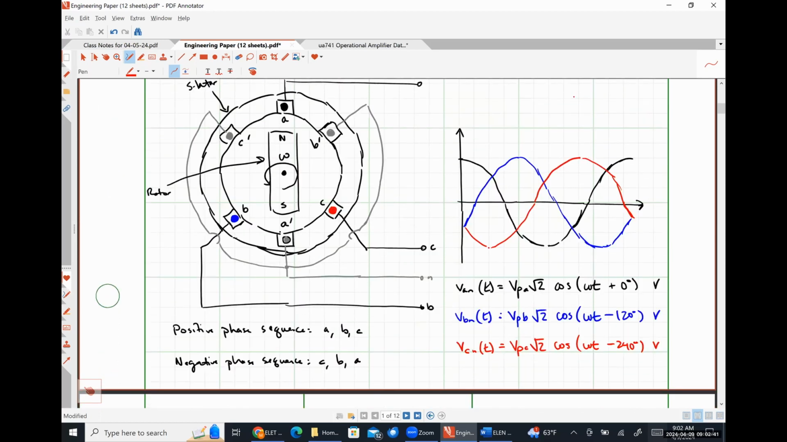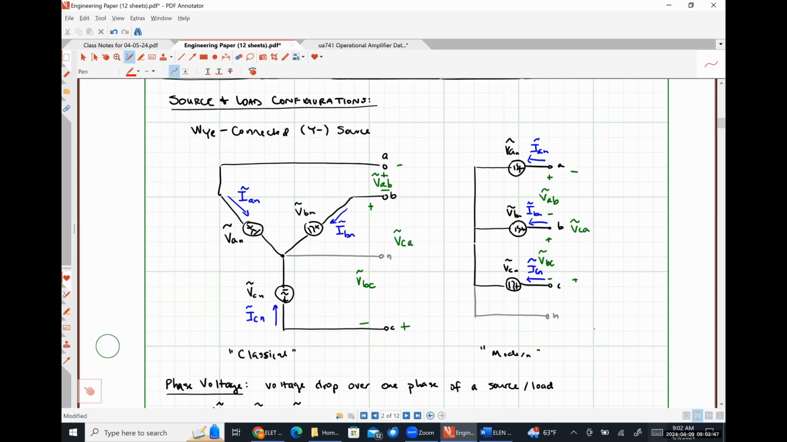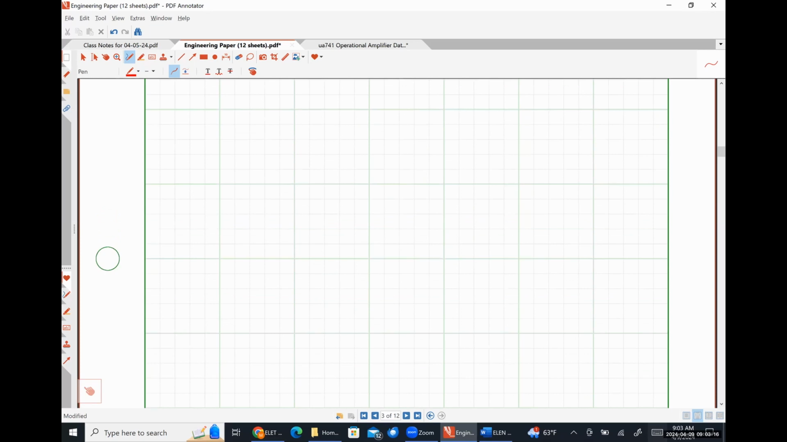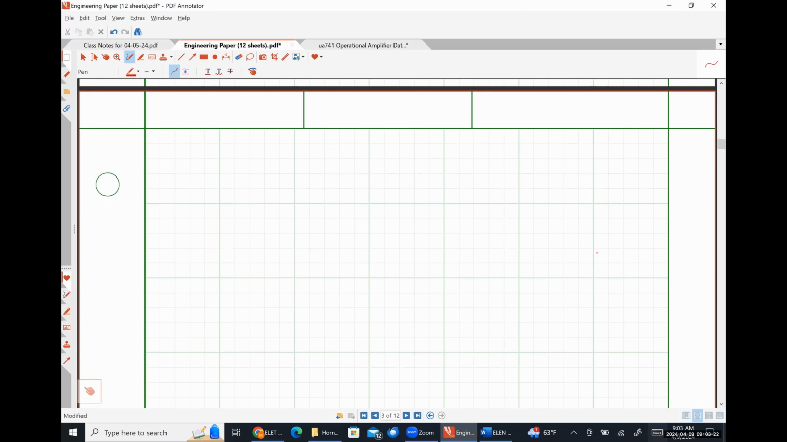All right, so how okay are you with a Y-connected source and understanding of phase voltages, line voltages, phase currents, and line currents? Everything seems relatively okay right now. Now we're going to look at a delta connected source, and you're immediately going to be pissed off. All right, so we're looking at a delta connected source now.